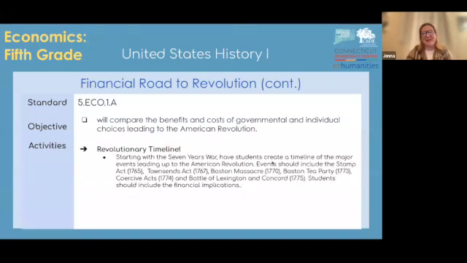And lastly, you can also have them do a revolutionary timeline. So, again, starting with the Seven Years' War, you can have students create a timeline of the major events leading up to the American Revolution with a focus on the financial implications attributed to each. Major aspects to hit are, of course, the Stamp Act, the Townshend Act, the Boston Massacre, the Boston Tea Party, the Coercive Acts, and the Battle of Lexington and Concord.